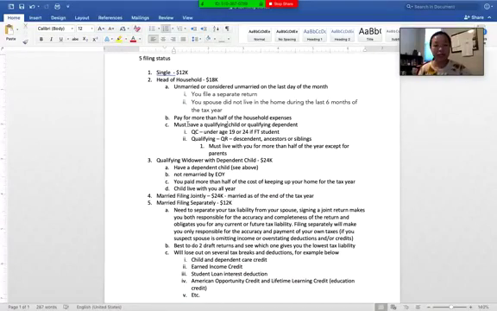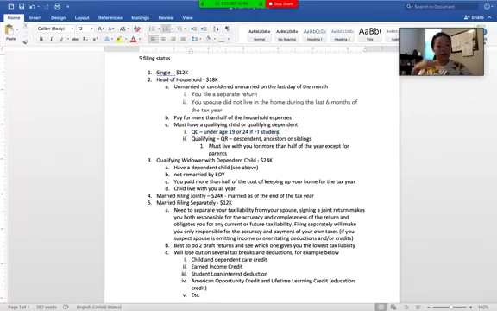Okay, and of course the most important thing, you can't be head of household unless you have a dependent. That can be a qualifying child, QC, or a qualifying dependent, which can be a qualifying relative. So a qualifying child should be, again, under the age of 19 by the end of the tax year, or under the age of 24 if the child is a full-time student.